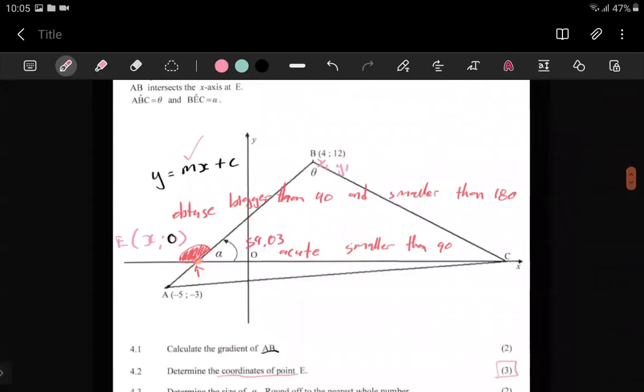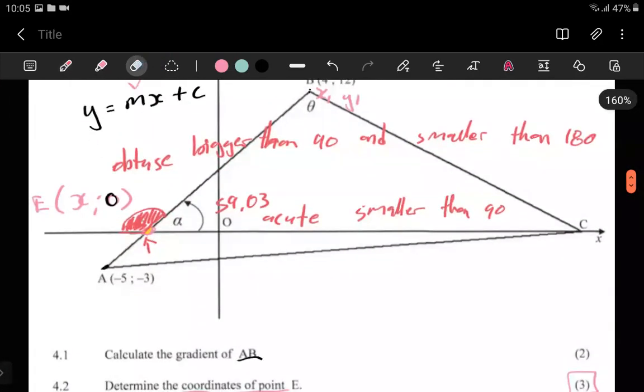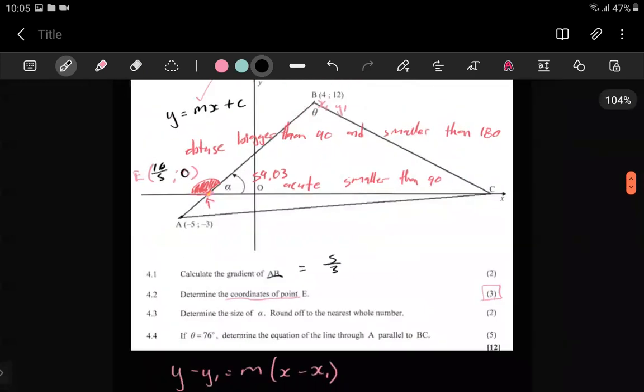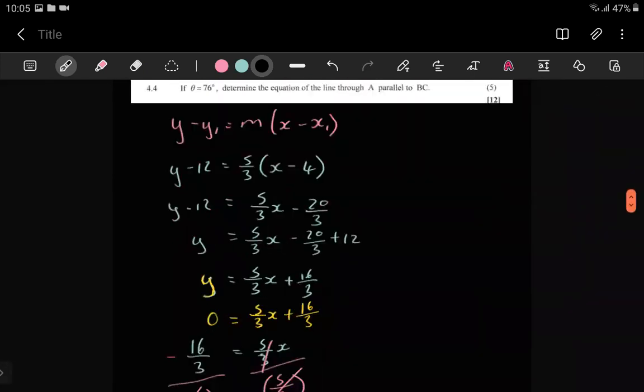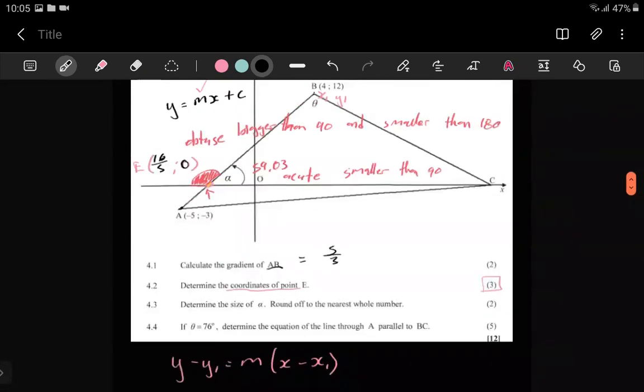What did we do? Well, we got E and alpha and everything. E we got as 16 over 5, 3.2. And then the gradient here was 5 over 3 using the gradient formula. Here we got the equation of AB. What was the equation of AB again? This one, 5 over 3 and 16, what? Yeah, so the equation of AB. That one.